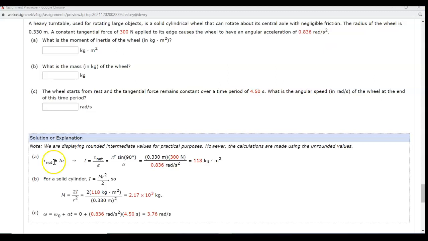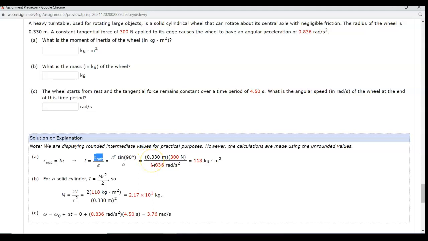Okay, so we can use the net tangential force to find the moment of inertia, based on the angular acceleration. We were given the tangential net force of 300 newtons and the radius, so we're going to use the radius, the force, and the sine of the angle to find the torque.